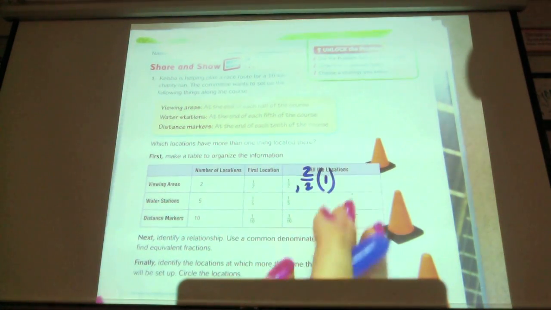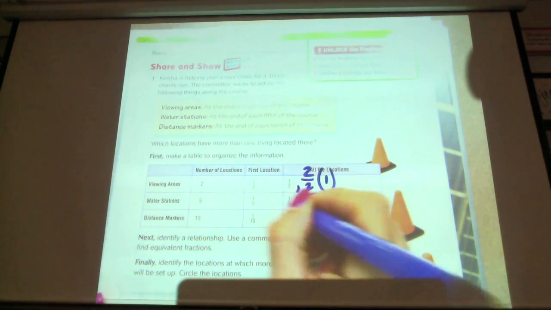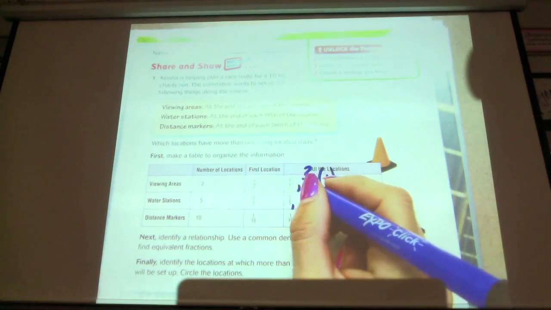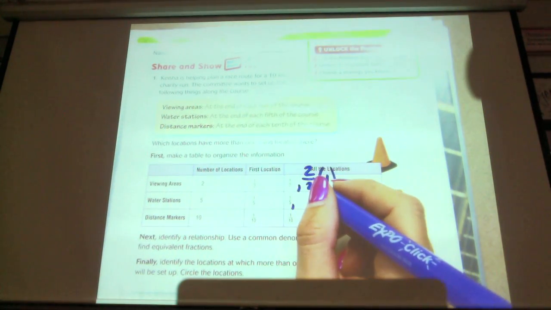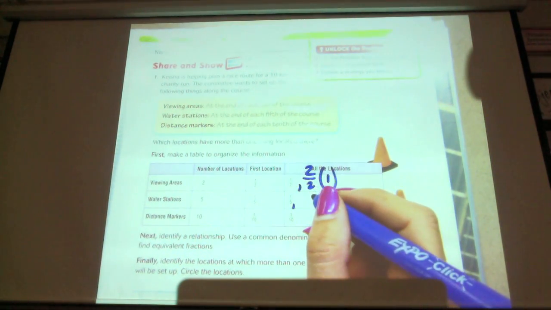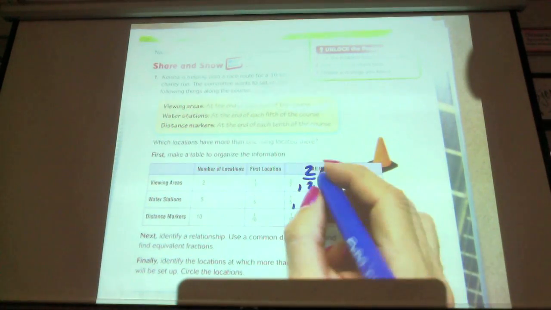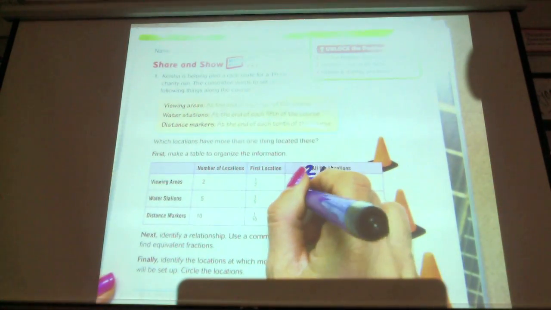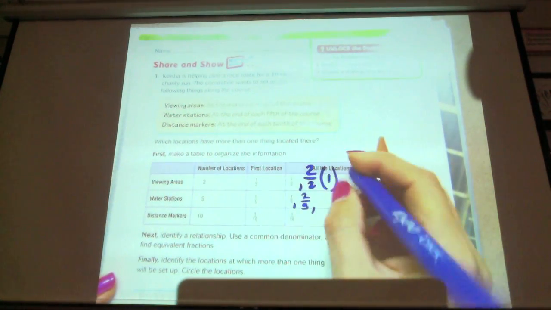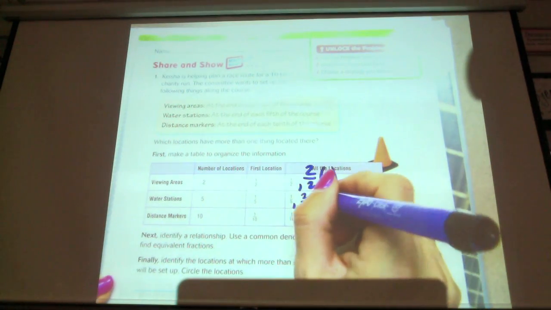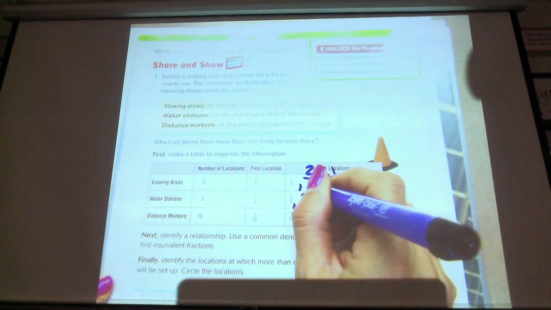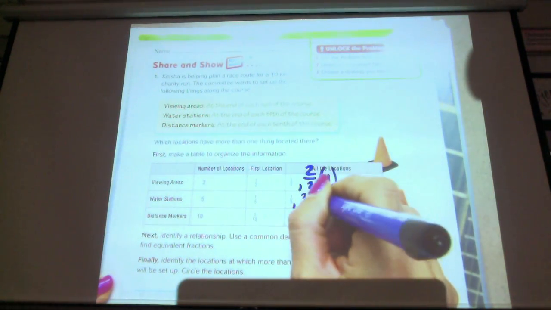Let's look at the next one. If the first one is at 1/5, what's the second one going to be at? Remember, we're not looking for equivalent fractions. We're looking for the next marker. What do you think? 2/5. Very good. What is the next one going to be at? Everybody. 3/5. 3/5.